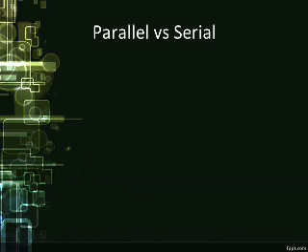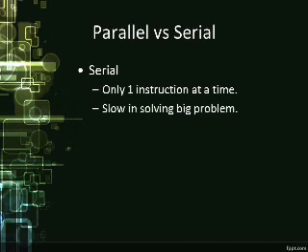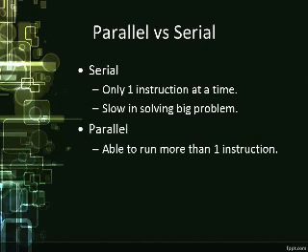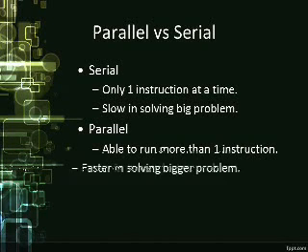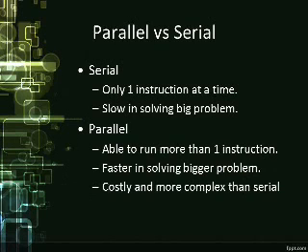So let's compare serial and parallel computing. In serial, only one instruction can be executed at a time, which means serial computing is pretty slow when it comes to solving big problems. Whereas in parallel, more than one instruction can be executed at a time, which means the problem can be divided into several smaller problems and then executed together, thus making it faster at solving problems. However, due to its nature, it needs more processors to run, and it is more complex to implement.